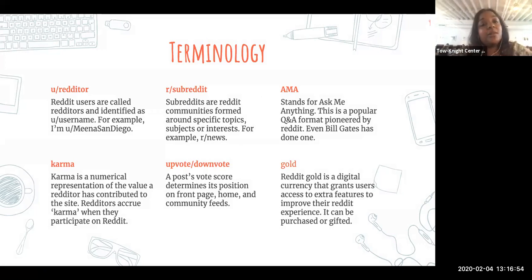There are some key terms that you want to know when you're getting started on Reddit. As we talked about earlier, a Redditor is simply a Reddit user. I gave you my username there. Joe gave you his. Subreddits are identified by r/, and those are various communities that are formed around specific topics, subjects, or interests. AMA, as you guys know, is Ask Me Anything. It's a really popular Q&A format pioneered by Reddit.